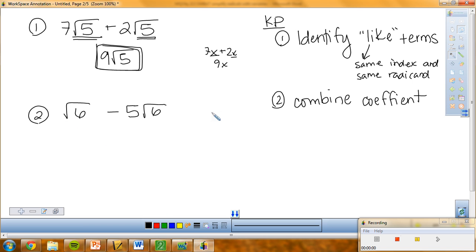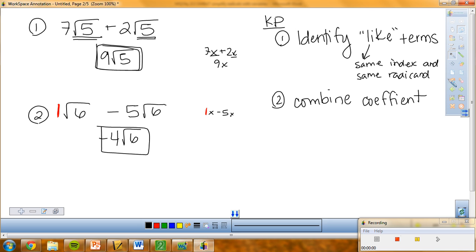But similarly, if I had x and then minus 5x, I know that this is actually a hidden coefficient of 1. The same thing goes for our radicals. This is a secret and hidden coefficient of 1. So if I were to subtract, 1 minus 5 would give me negative 4 radical 6. And that would be my final answer for this subtraction.